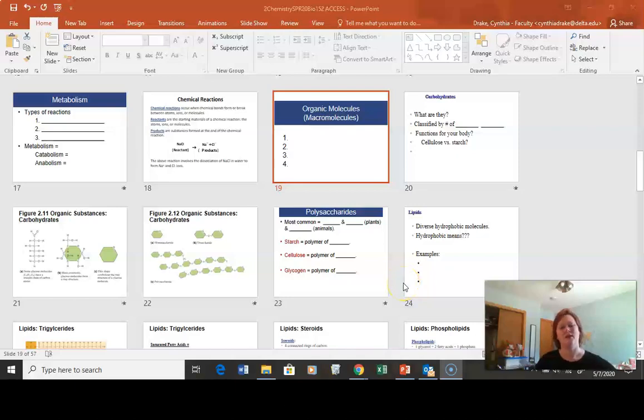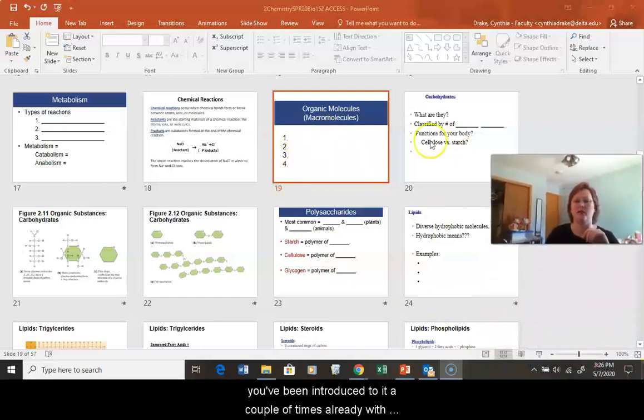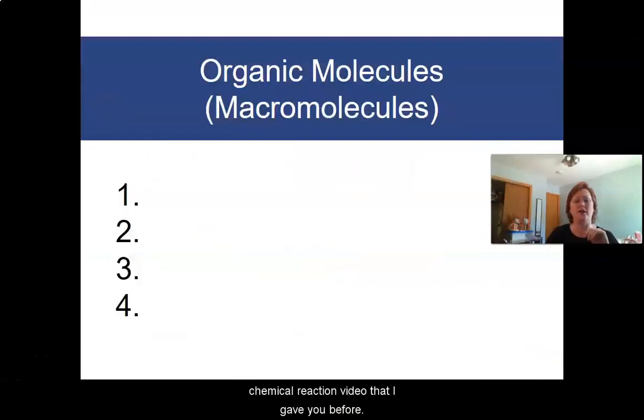Hey everyone, let's talk a bit about organic molecules, or the biological molecules that you watched in the Crash Course video. So we're going to cruise through this since you've been introduced to it a couple of times already with those videos and the chemical reaction video that I gave you before. So a quick recap, we have 4 different types of organic molecules.